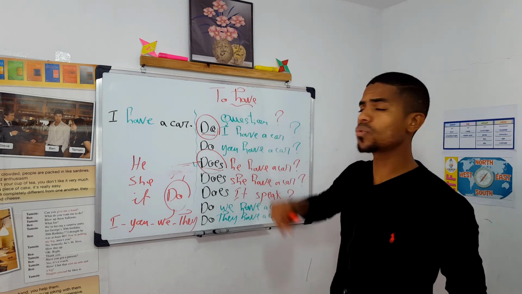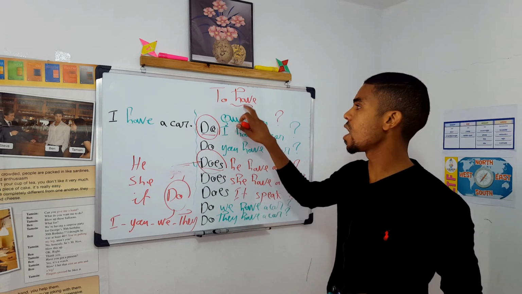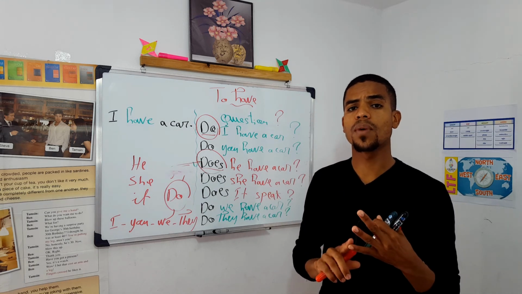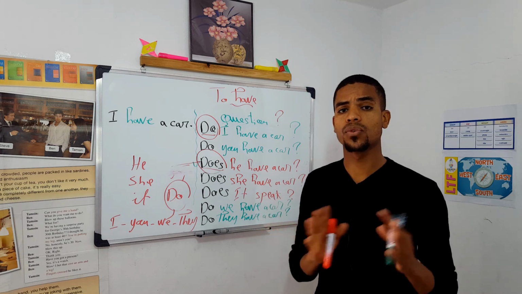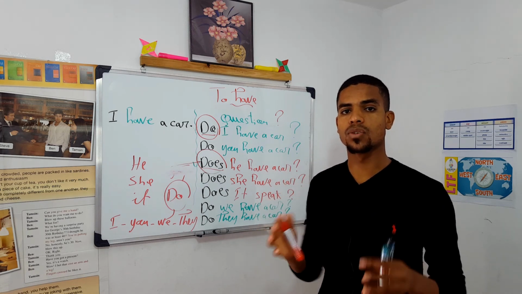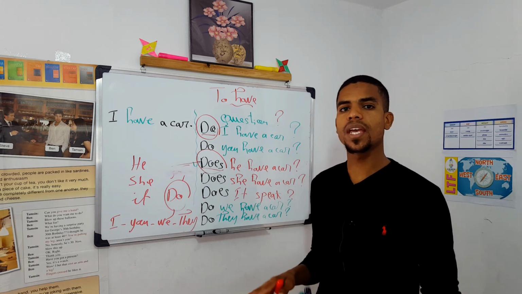And we have two forms: have and has. Have with all subject pronouns except with he and she and it, with which we use has. And we say I have, you have, he has, she has, it has, we have, you have, they have.